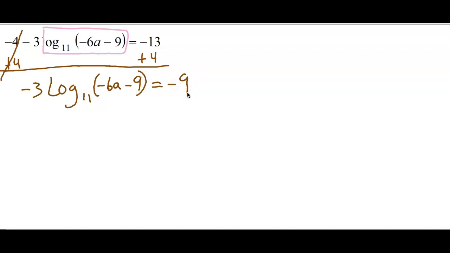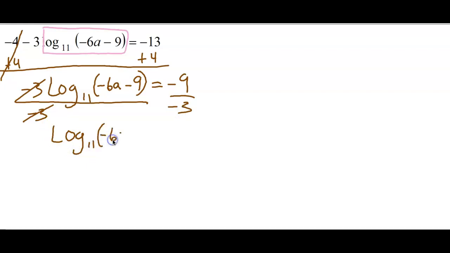And after that, you're going to divide by 3. Once you have the log by itself, you're good to exponentiate both sides. That's where you take the base, which is 11, and you make this whole thing here become a power on that base. And that's what we call exponentiation.